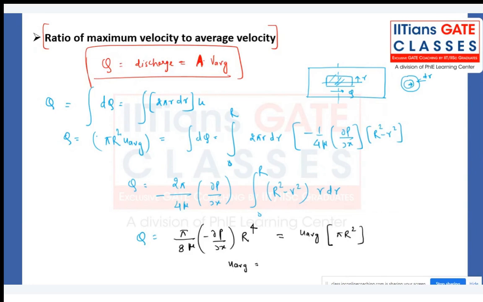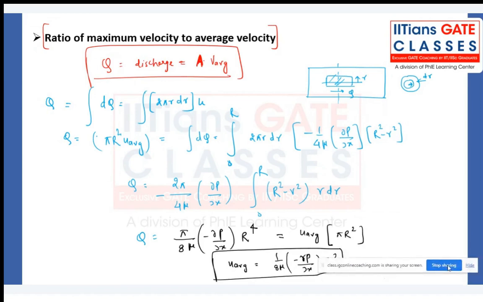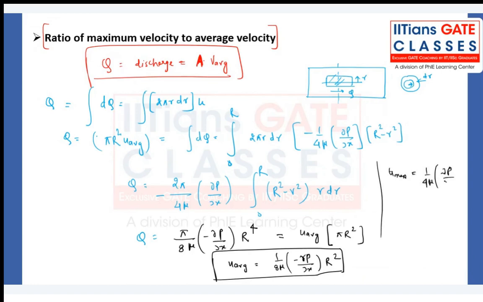U average, we can get very easily, is 1/(8μ) (−∂p/∂x) R². And that is how we are getting half of the maximum velocity, because we know that U maximum is 1/(4μ) (−∂p/∂x) R². So when you do U maximum by U bar, you will be getting 2. We are calling this U bar.